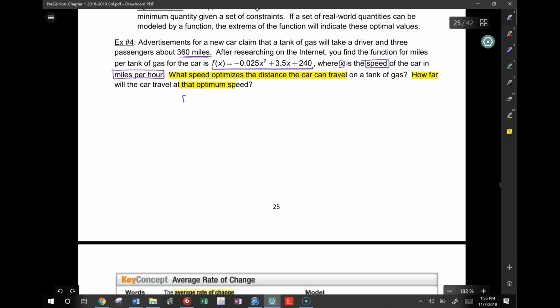So this f of x, what does f of x stand for? Is that the dependent or the independent variable? It's the dependent variable. What does it stand for? Distance, okay? Distance is the most technical term for it. So this is the distance per tank of gas in miles per hour. And then what's the independent variable stand for? The speed.